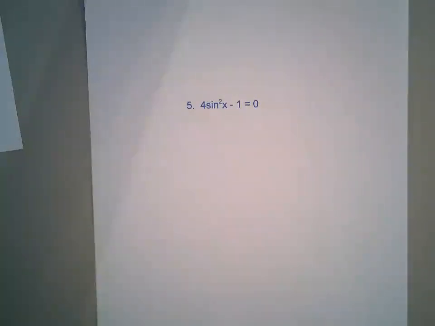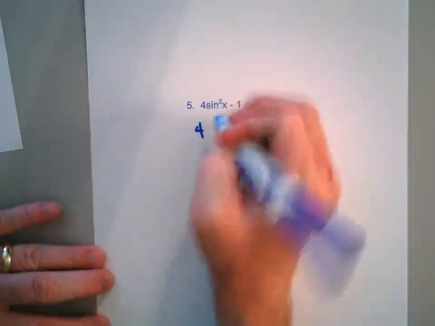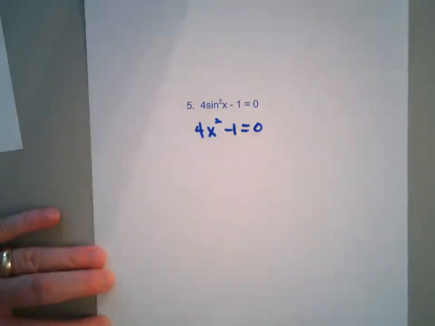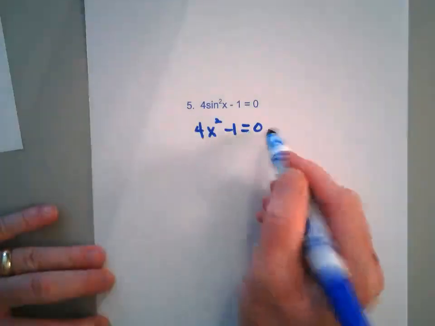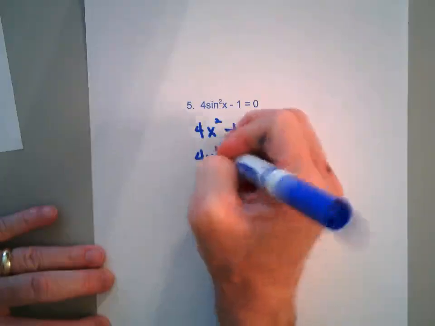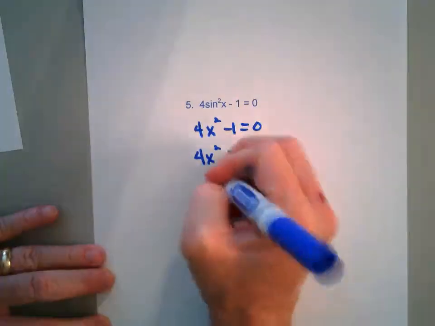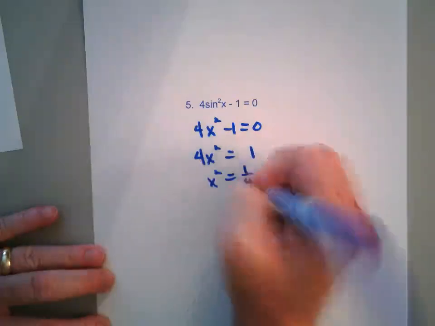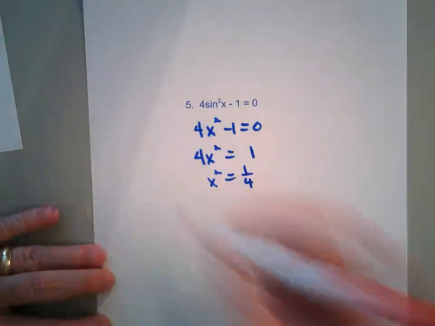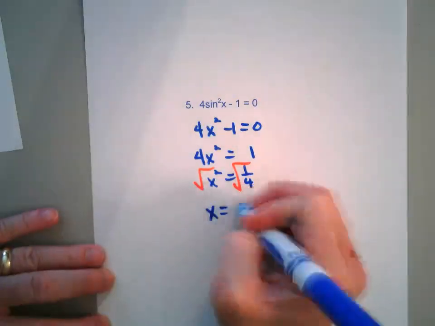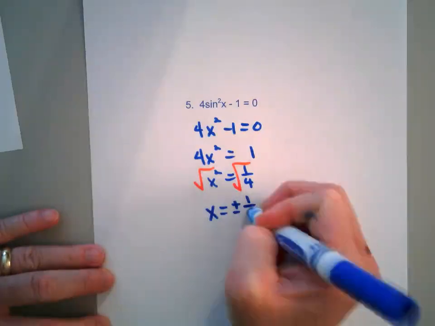This looks like something we actually have done before. Won't be too bad. 4x squared minus 1 equals 0. Solve the equation. Add the 1. 4x squared equals 1. Divide. X squared equals 1 over 4. Take square root. X equals plus minus 1 over 2.